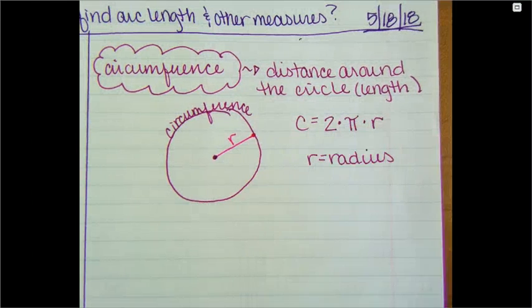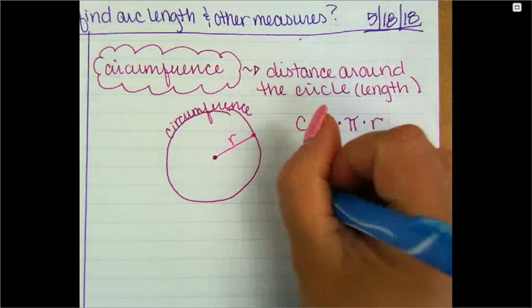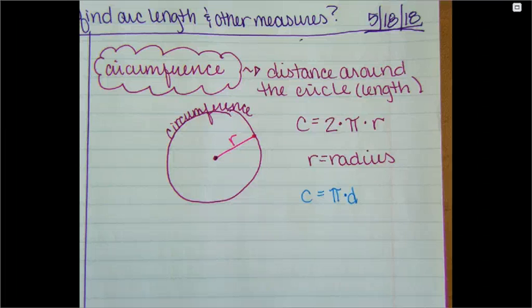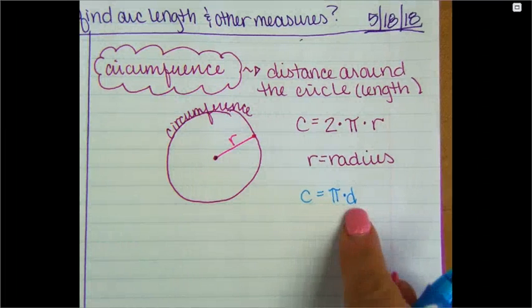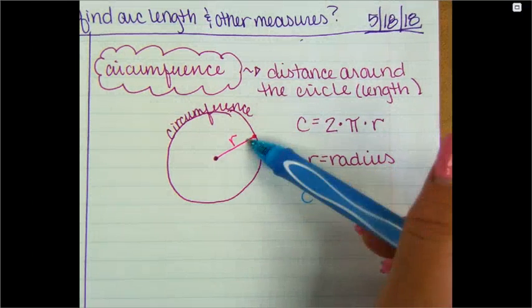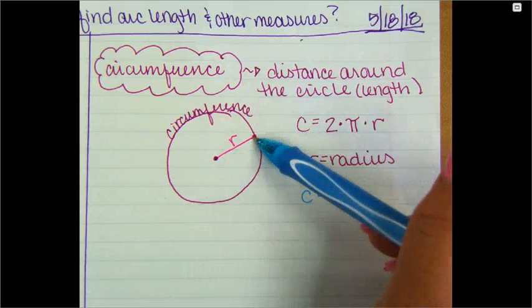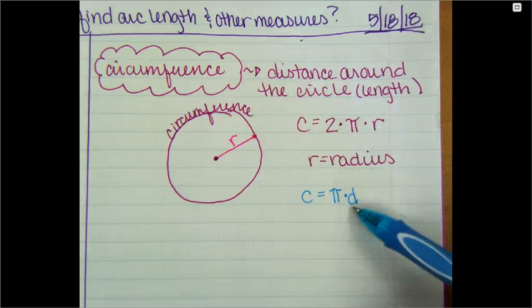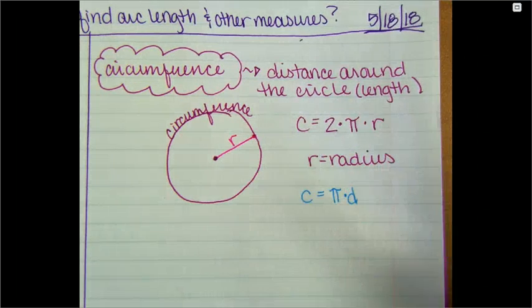There's another formula. We don't always use it, but there is another one: pi times diameter. Why do you think they would have pi times diameter and then 2 pi r? Because the diameter is how many radii? 2. So 2 radii is the same as 1 whole diameter. We know why it's radii, because there's 2. Not radiuses. That's weird.